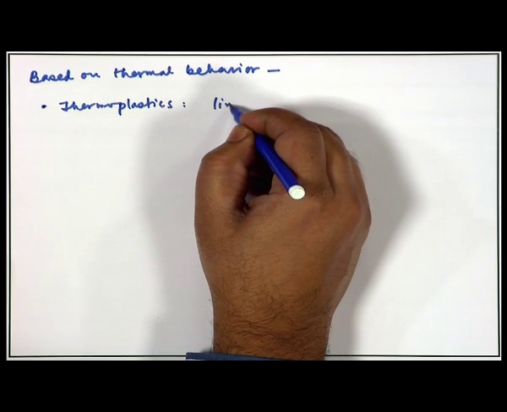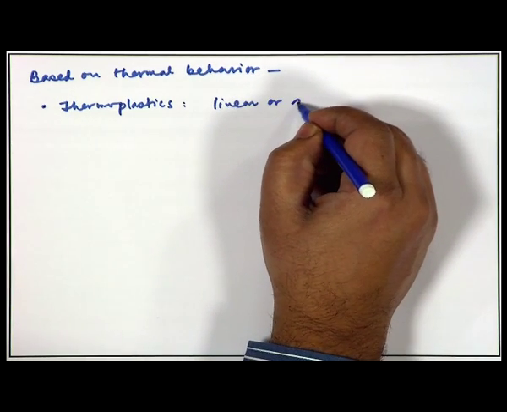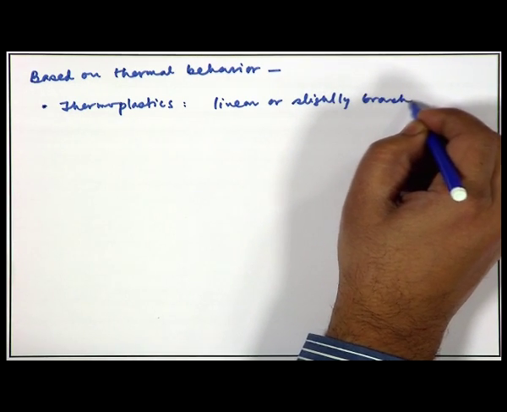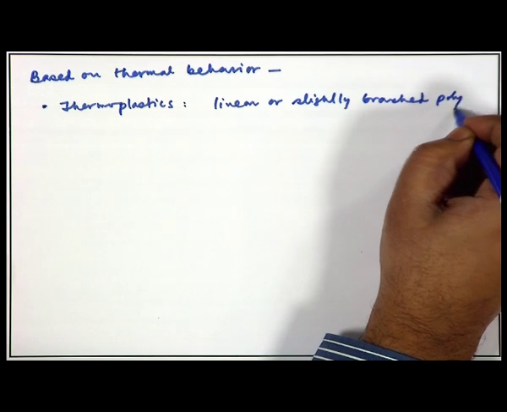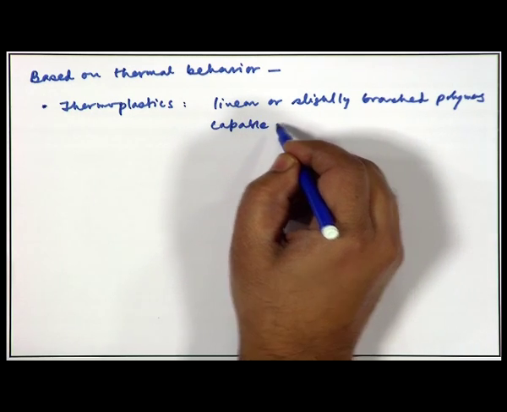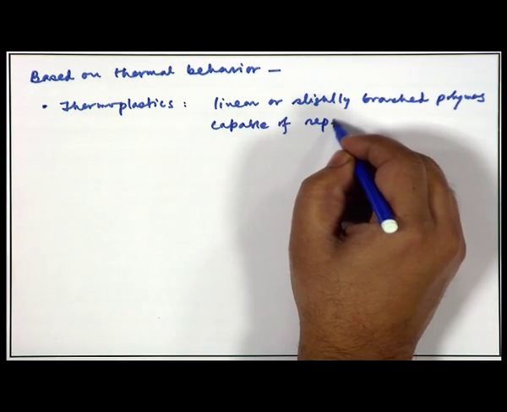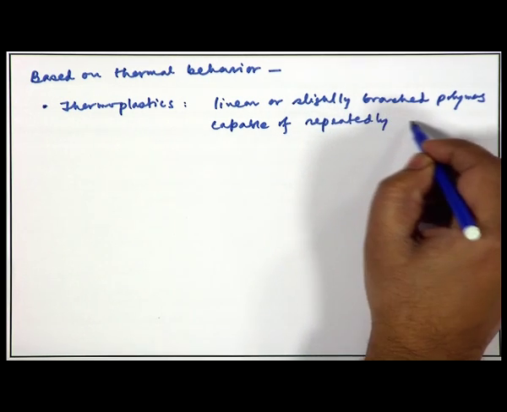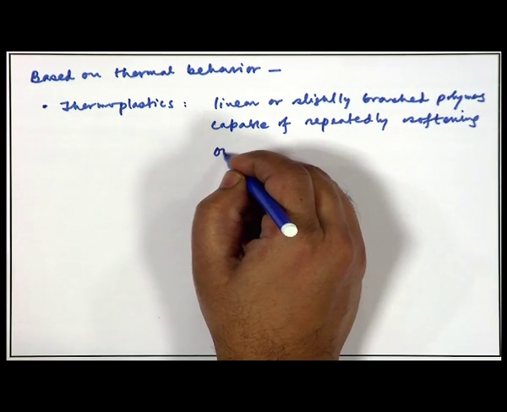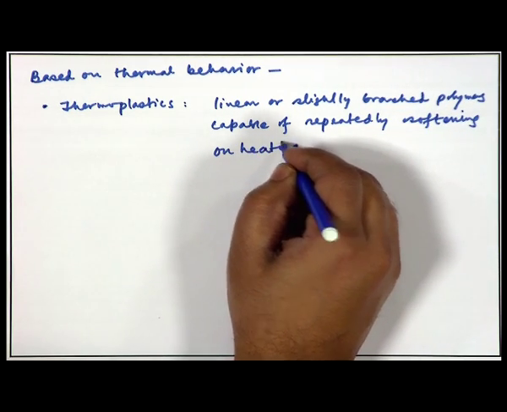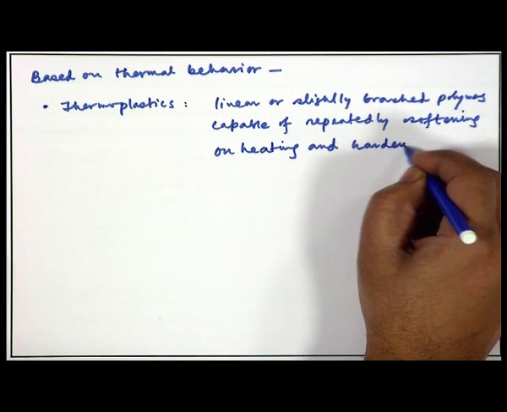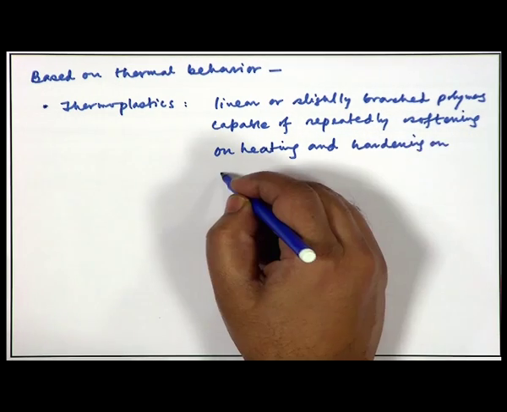In this case, basically these are linear or slightly branched polymers. They are capable of repeatedly softening on heating and hardening on cooling.